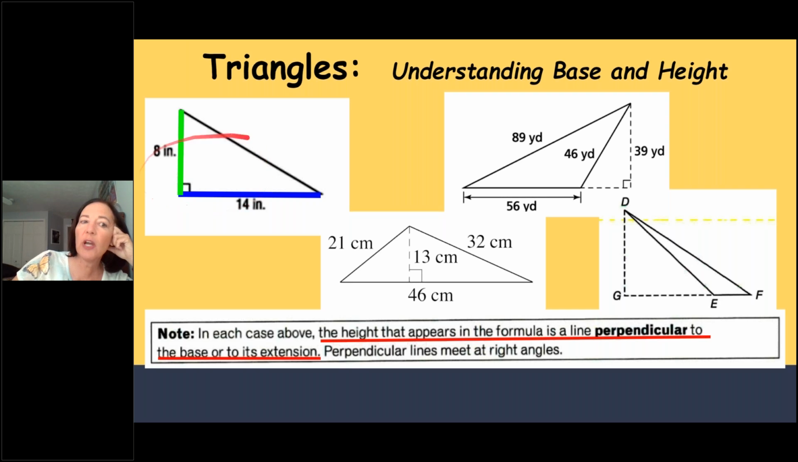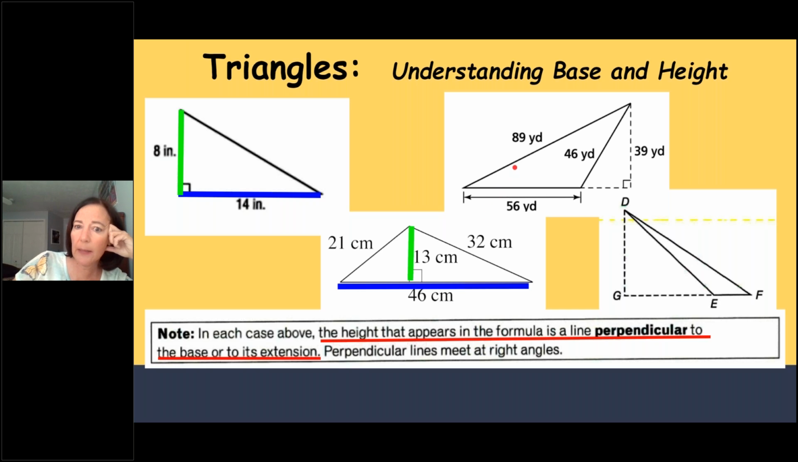But not all triangles are right triangles. And so we need a little practice identifying the base and the height. So let's look down here. The base is pretty simple. It's just going to be the line or the side that the triangle is resting on. But the height this time, the line going from the base to the tallest part of the triangle, occurs somewhere in the middle of the base, but that's fine. It's still the height because it goes from the base to the tallest part of the triangle.